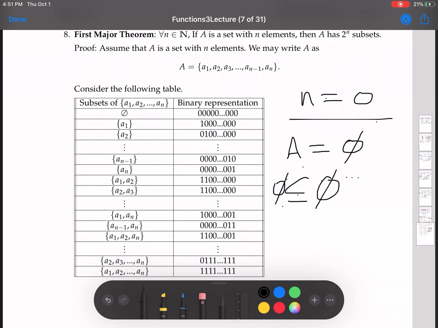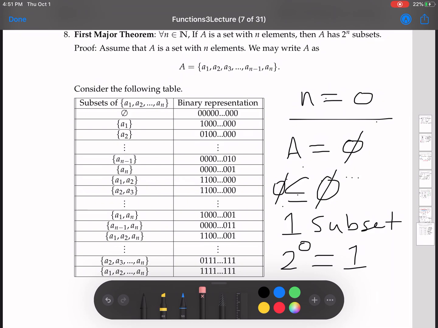The empty set is a subset of itself. Right, remember this is true because we proved that the empty set is a subset of all sets, and we also proved that every set is a subset of itself. So in the empty set case, they both say the same thing. So that's one subset. So if a set has 0 elements, then it has 2 to the 0, which equals 1 subset.